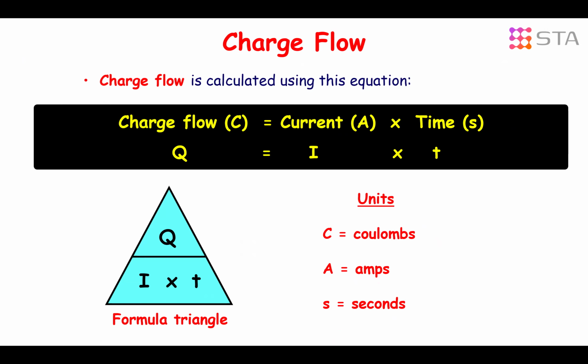Now, if we were to put all of that into a triangle, you know how to use the triangle because obviously we've used that quite a lot recently. So charge flow Q is I times T. If you want to find out I, the current, you cover up current or I with your finger, and you get Q divided by T. Okay, charge flow divided by time. Coulombs divided by seconds. Please pause the video and write this down, and then, of course, we'll move on.